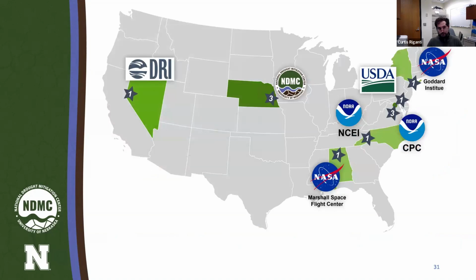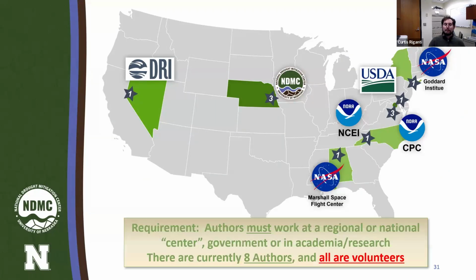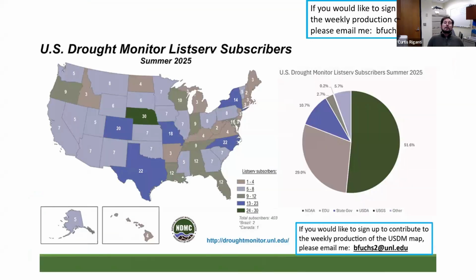You can see on a map here that all the authors are at a national or regional center. That's required to be a national author. And we are scattered about different parts of the country too, between the different types of offices. And I did misspeak. You can also be in academia or research, such as us here at the University of Nebraska-Lincoln.